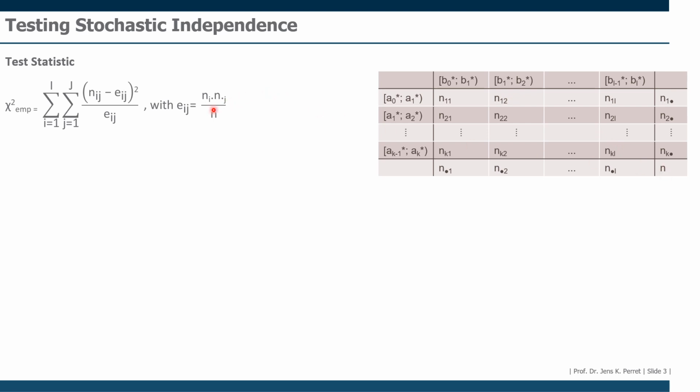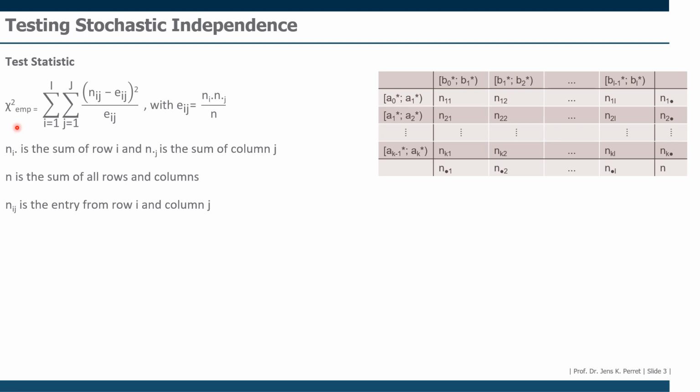That's actually the expected frequencies. I would always recommend doing this in another table so that you don't lose track of what you're actually doing currently. Well, that's the test statistic. That's a little bit on the legend on how to read this as well.